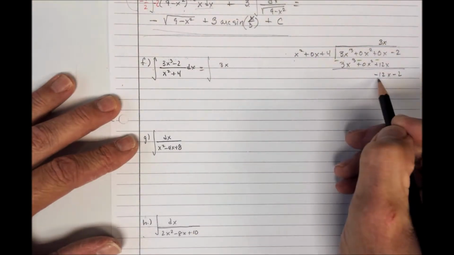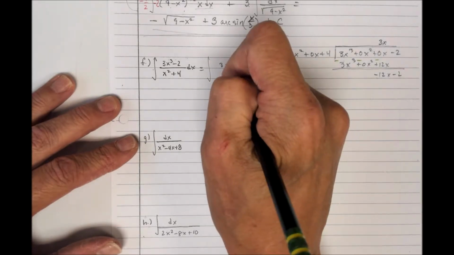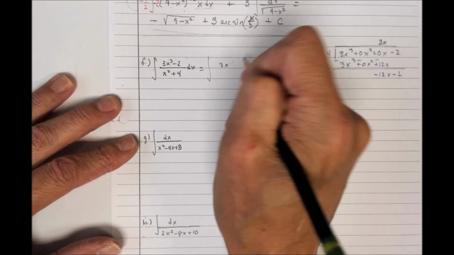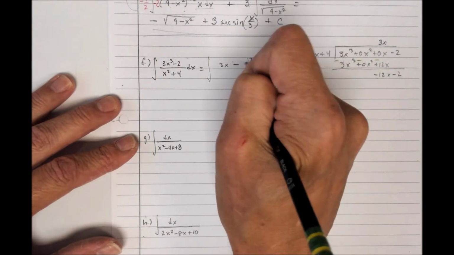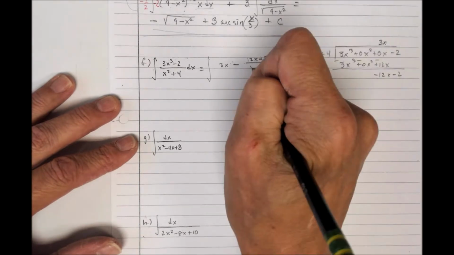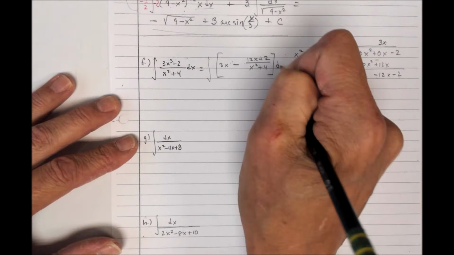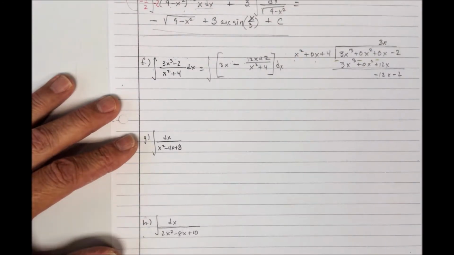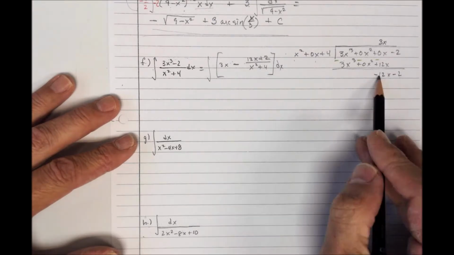All right, I have a minus in both terms here. Watch what I'm going to do here. I'm going to go ahead and write this as minus, and then I'm going to write 12x plus 2 all over my x squared plus 4. So all I did was rewrite this by dividing, and I was a little sneaky there with my negative because I had a negative in both.